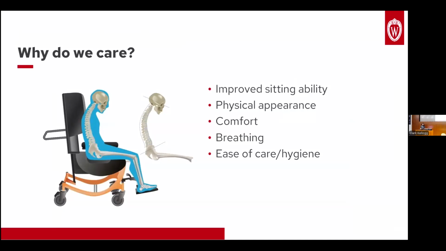So if someone has a pathologic curve in their spine, like that previous patient, then it affects their sitting ability. It can also affect the physical appearance of the patient. It can also be uncomfortable to sit. It can also affect their breathing if the curve is severe enough. And it can also make it harder to care for them, because imagine if they're hunched over, it's just harder to eat in general, right? Or even lift up your head to look forward.